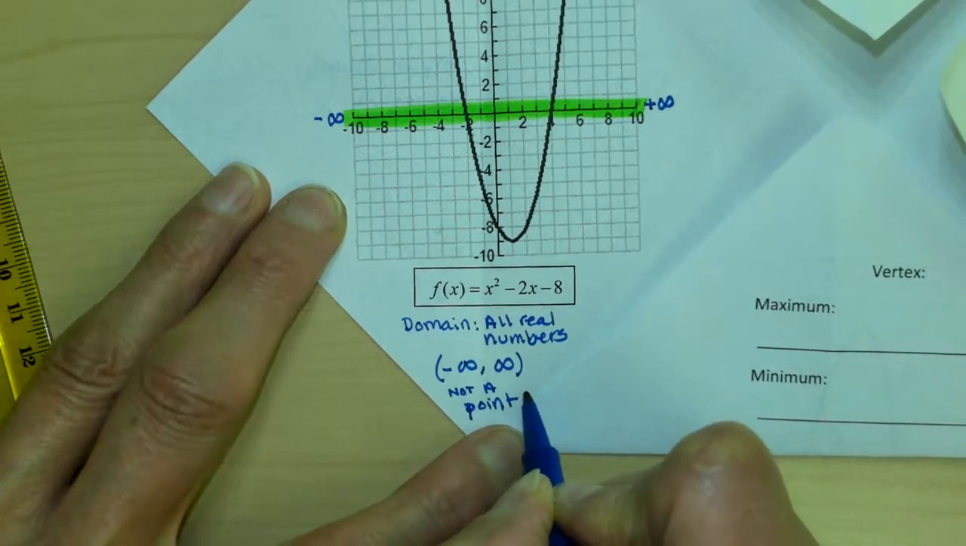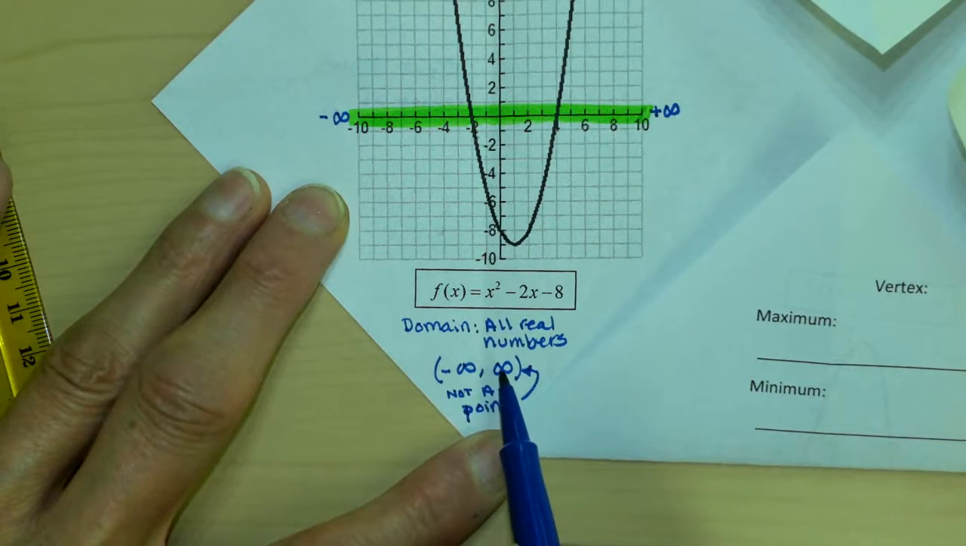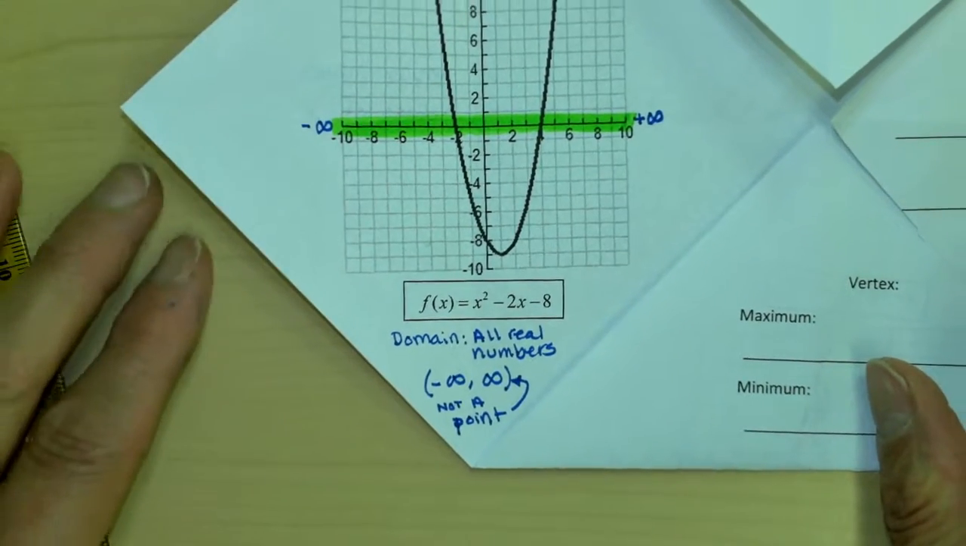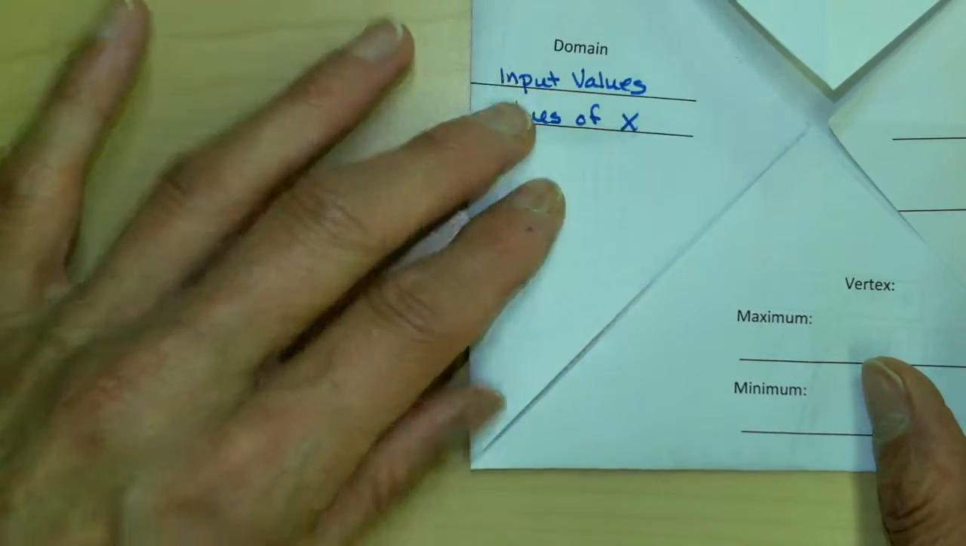That's what all real numbers are, and you need to remember that this is not a point. Okay, this is not a point. This is actually telling me I'm starting at -infinity and going all the way to +infinity. So for this function, my domain was all real numbers.